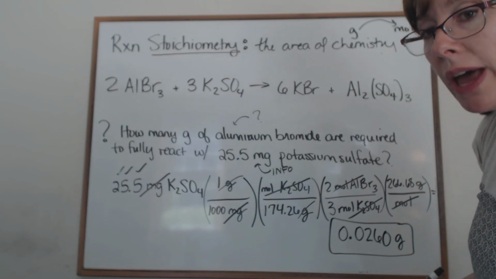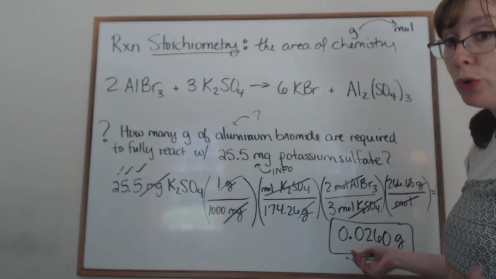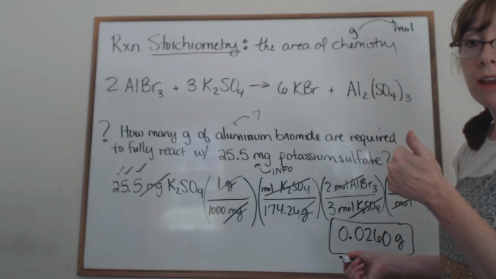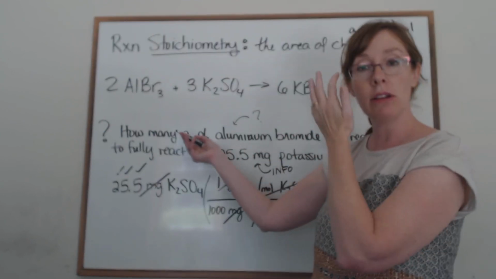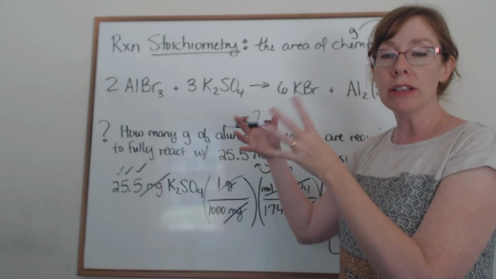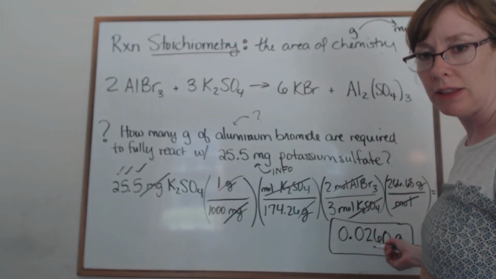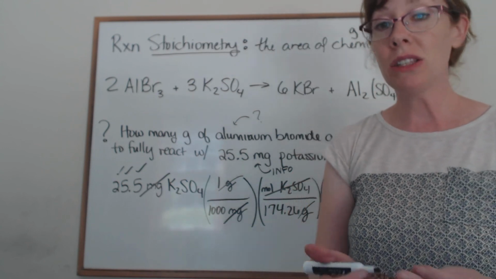Now, if you wanted to go ahead and put that in milligrams, you could. You could say that it's 26.0 milligrams. But I didn't ask for it necessarily in milligrams. As long as it's the right mass and a reasonable unit, I'll take it. So that's fine. So that's stoichiometry.